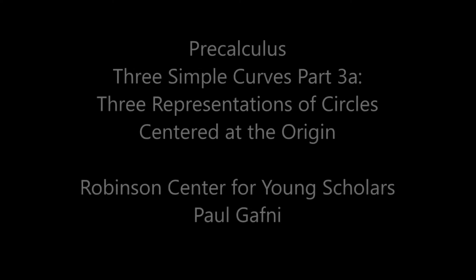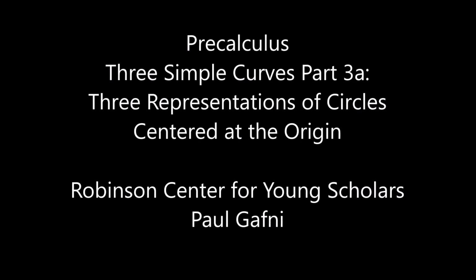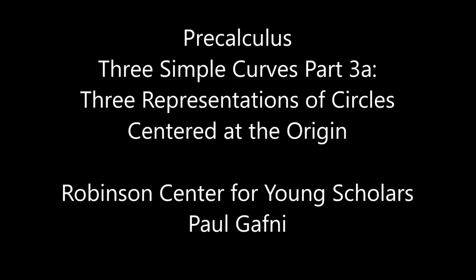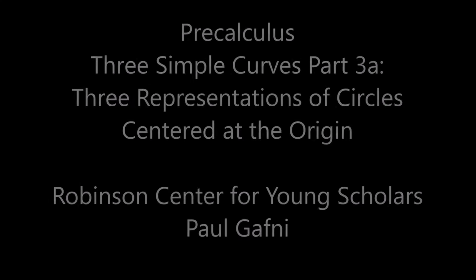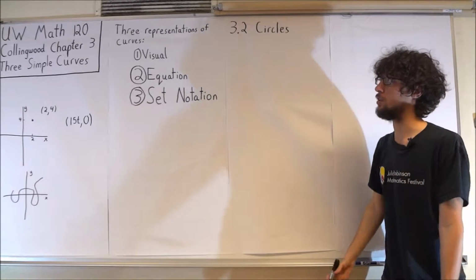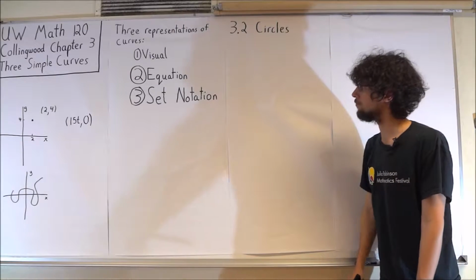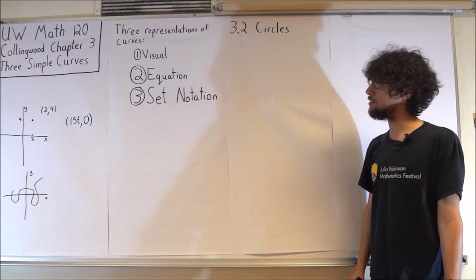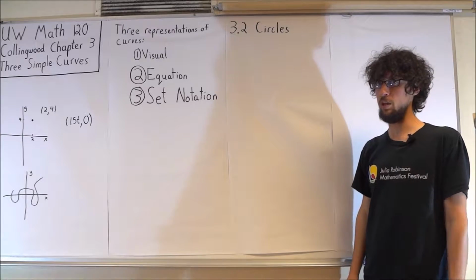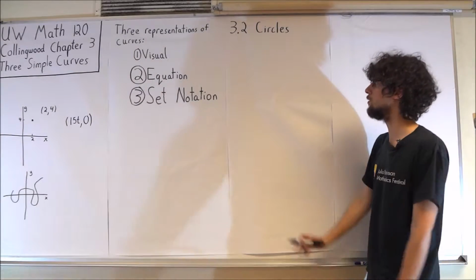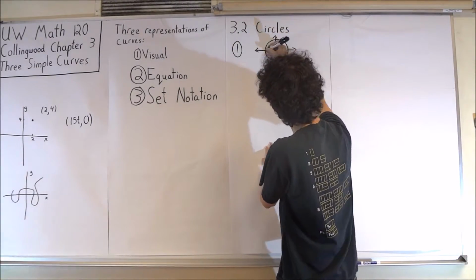So in this section, we'll be looking at circles, and we'll again be giving these same three representations: a visual and equation form and a set notation representation of a circle. In this case, I think drawing the visual one is pretty clearly the hardest for me. It'll do.